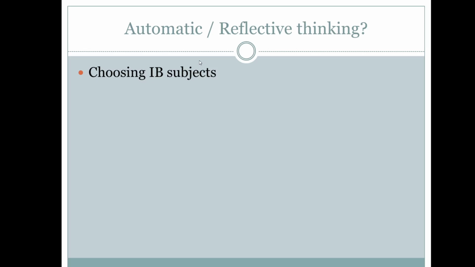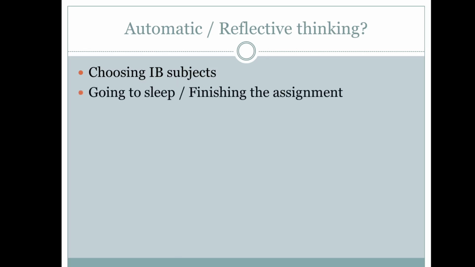So here, choosing IB subjects: some people use automatic, some people use reflective thinking. What about this one? Now you know it can be right both ways, either automatic or reflective thinking.